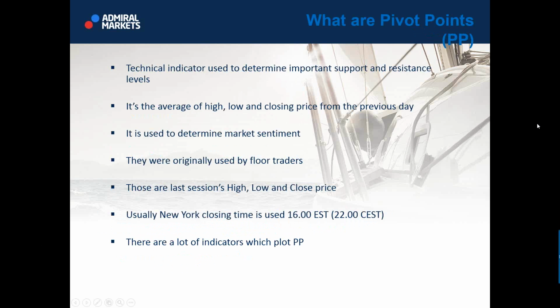Now, what are pivot points in general? Pivot points are just a technical indicator which is used to determine important support and resistance levels, okay? So we are talking now about classic pivot points. Classic pivot point is the average of high, low, and closing price from the previous day.